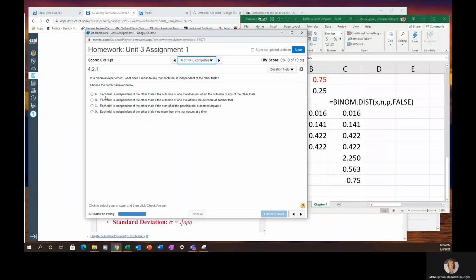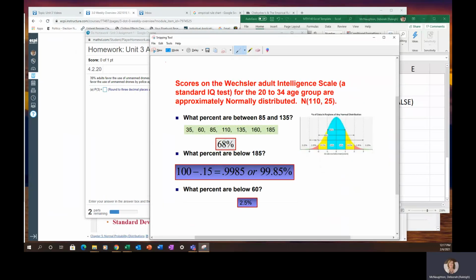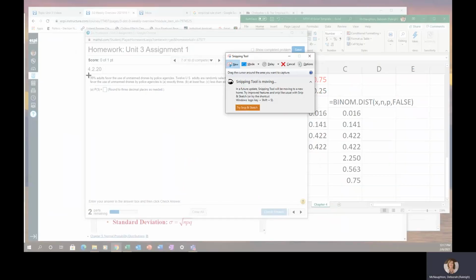Okay, so 39% of adults favor the use of unmanned drones by police agencies. 12 US adults are randomly selected. Find the probability that the number who favor is exactly 3, at least 4, less than 8. All right, so to do this one, first of all, let me copy my problem.